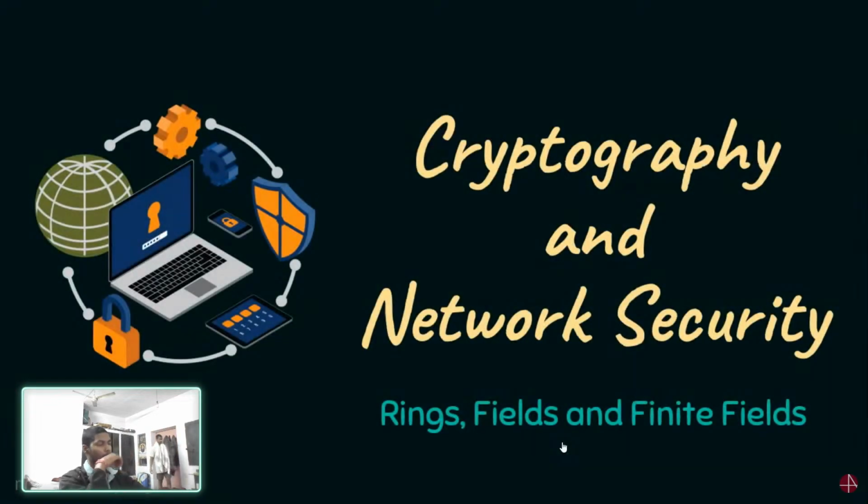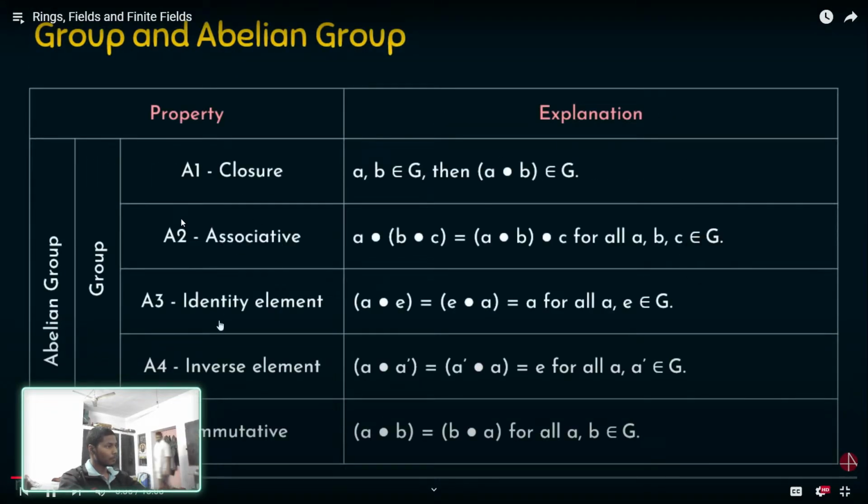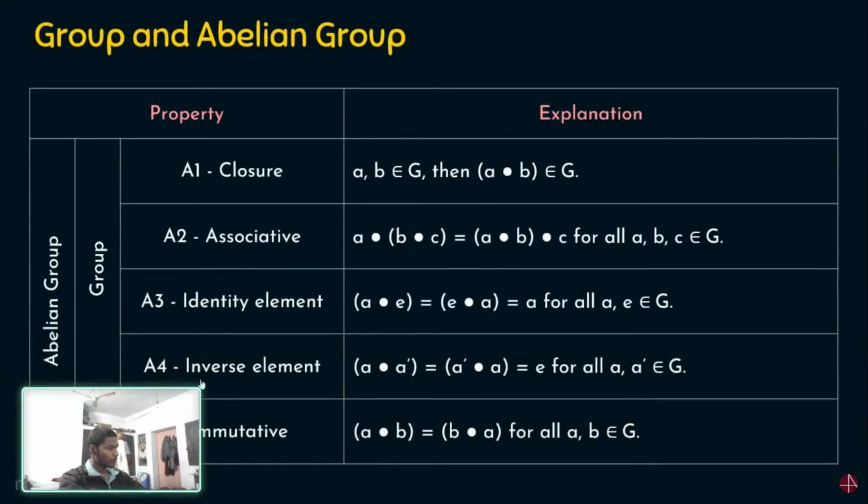In this presentation, we will focus on rings and fields, and we will recall the following properties: closure, associative, an identity element should exist in that set, and there should also be an inverse element. If A1, A2, A3, A4, all these 4 properties are satisfied, then we call it a group. If a group is commutative, then it is an abelian group, so A5 should also be satisfied. We have already seen this elaborately in the previous lectures with examples.